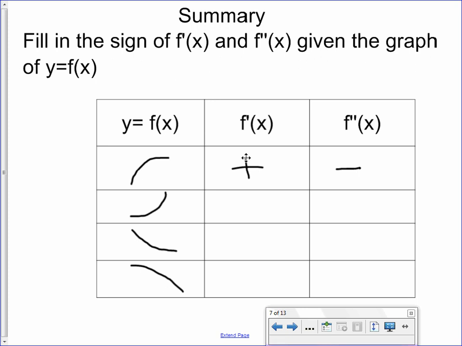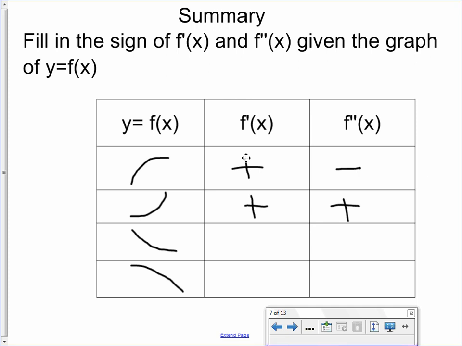Moving on, next little piece here. First derivative, positive or negative? Positive, because it's increasing. What about the second derivative? That's very fast, I'm surprised. Yeah, it's concave up, so the second derivative is positive.